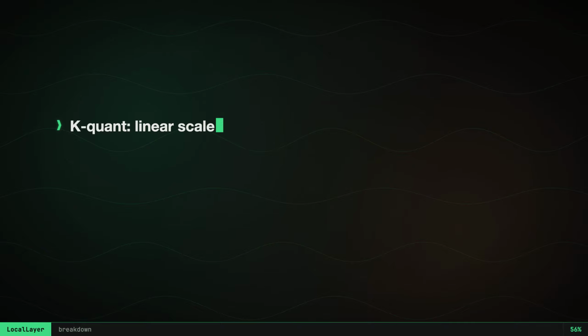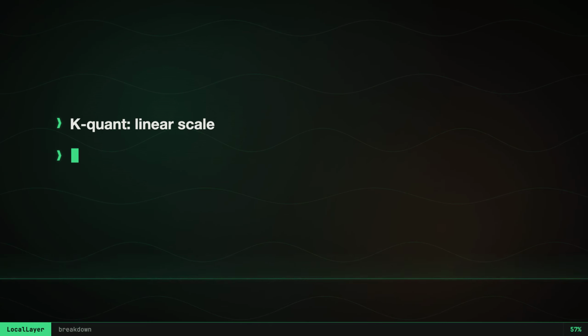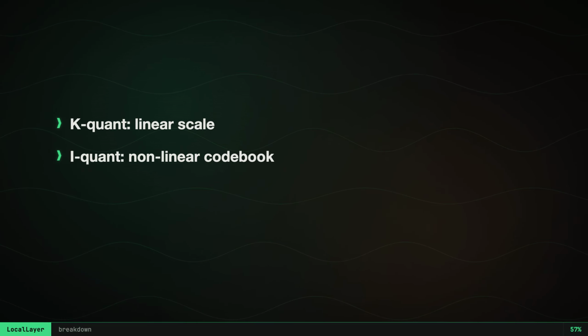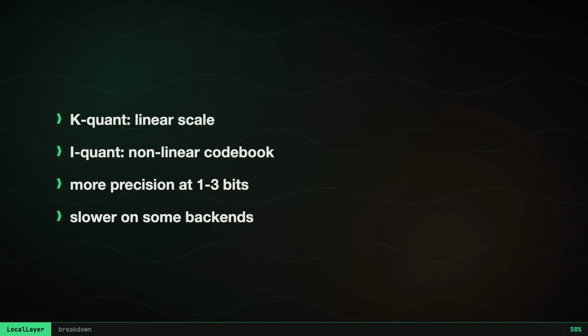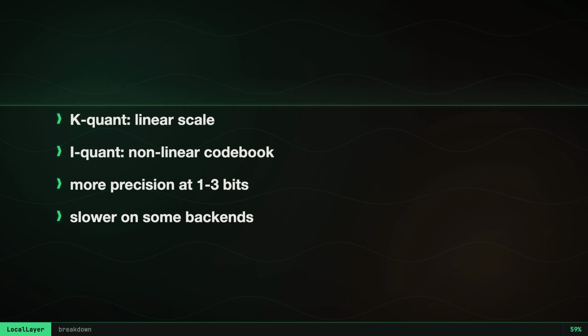K-quants use one linear scale per block, simple and fast. I-quants, the IQ prefix types, map weights onto a non-linear codebook instead, pre-computed value grids rather than a single scale. That lets them pack more usable precision at very low bit counts, the 1 to 3 bit range, at the cost of running slower on some backends.